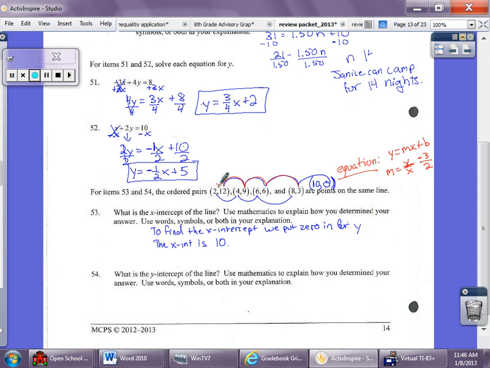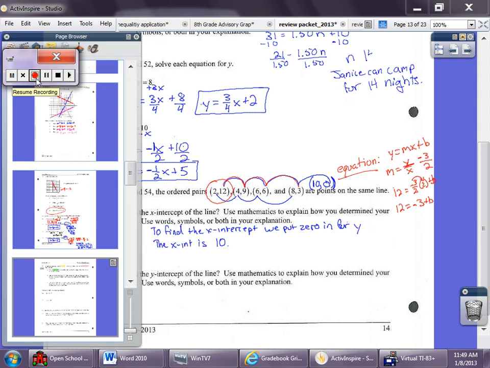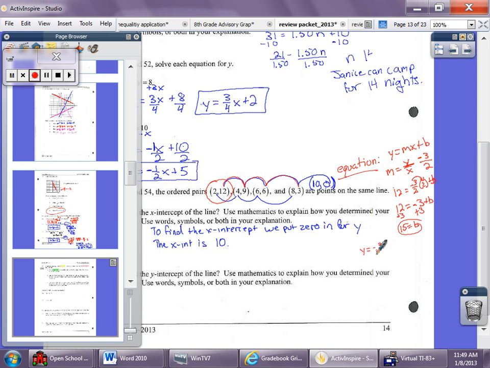And then we can just select a point. If I select the first point, 2 and 12, I plug in 12 for y: 12 equals negative 3 over 2 times 2 plus b. Now I'm just solving for b. Negative 3 times 2 is negative 6, divided by 2 is negative 3. So 12 equals negative 3 plus b. Now we add 3 to both sides, so we get 15 is equal to b. So now we have our equation: y equals negative 3 over 2x plus 15.